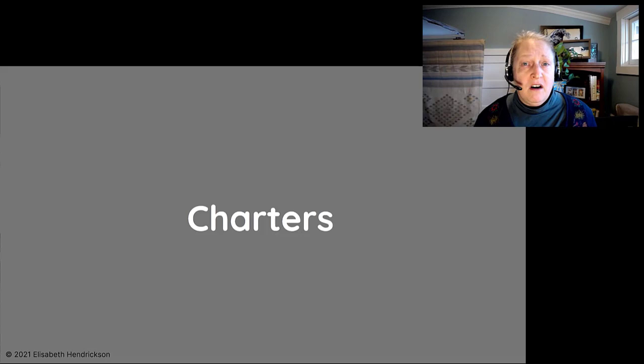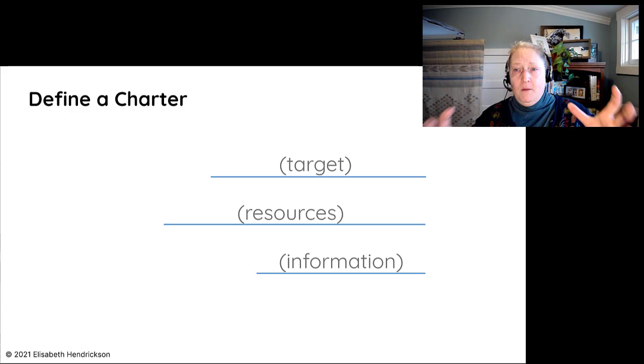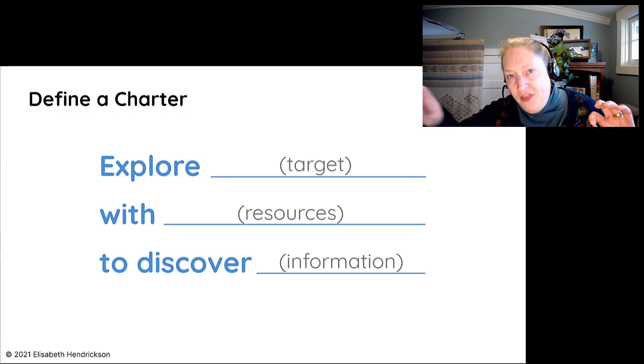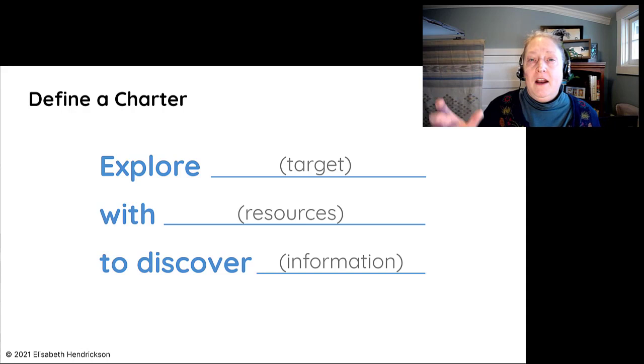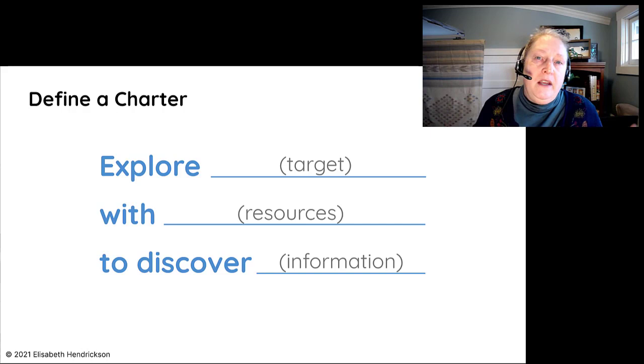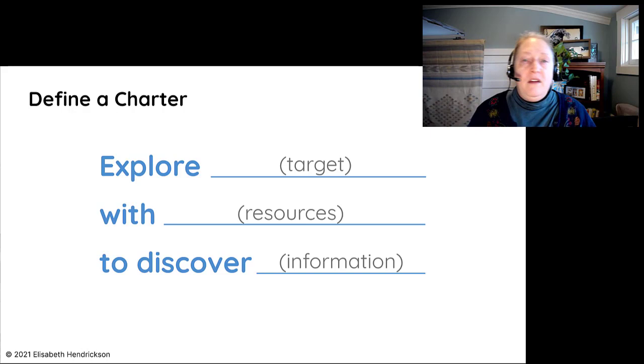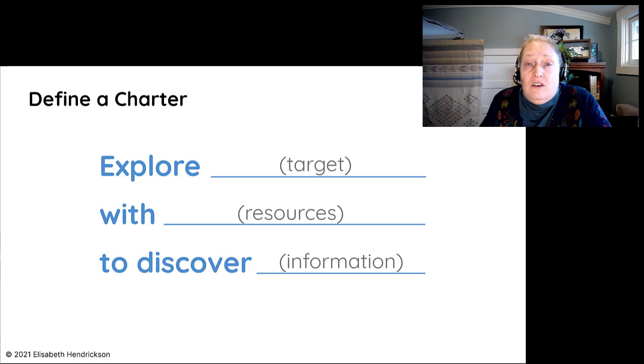What is a charter? It is the statement of what information you're looking for. It is a statement of: explore the thing or the area that you want to get information about, with resources. And here, resources could be different configurations. They could be different data or types of users or any other kind of thing. It could be other features that you want to explore with. And then finally, to discover the information that you're seeking.